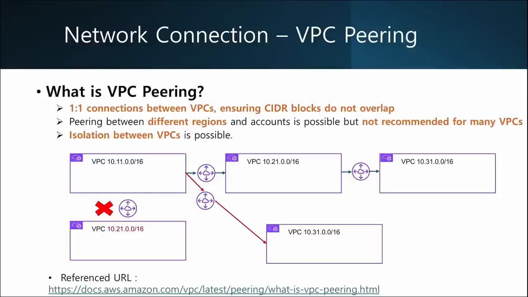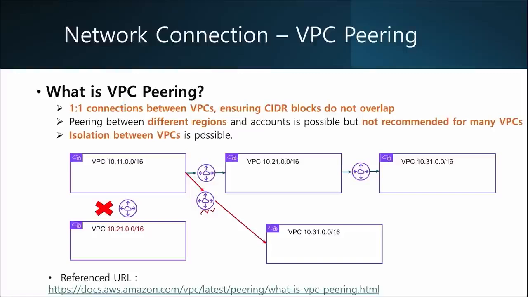As you can see in the picture, 10.11.0.0 is the first VPC, and 10.21.0.0 is the second VPC, which are connected via VPC peering. And the second and third VPCs are connected via VPC peering as well. At this point, the first VPC, 10.11.0.0, and 10.31.0.0 must be connected separately. So, as you can see, in this part marked in red, VPC1 and VPC3 can be connected.